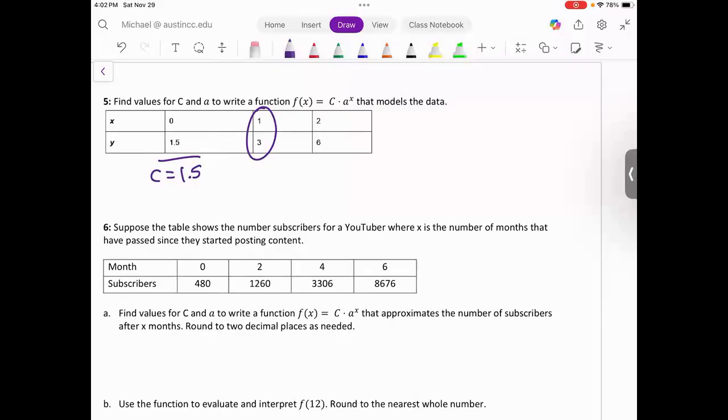We will have a function that starts off looking like f of x equals c times a to the x. And here we'll use x is 1 and our y, or f of x, equals 3. So we get 3 equals 1.5 a to the 1. A to the 1 is just a. So if we divide each side by 1.5, we get a equals 2. And that's everything we need for that exponential function. So our f of x equals c times a to the x.